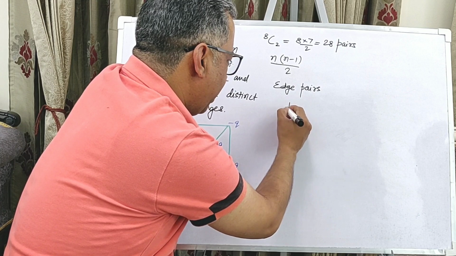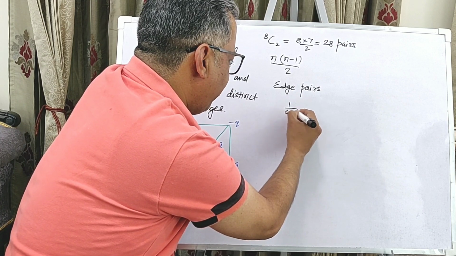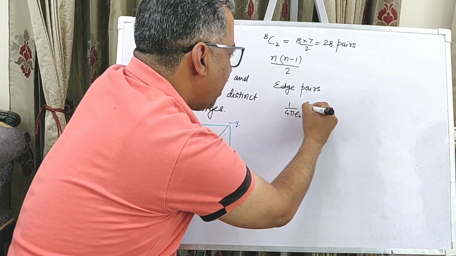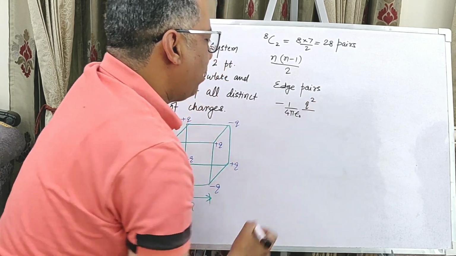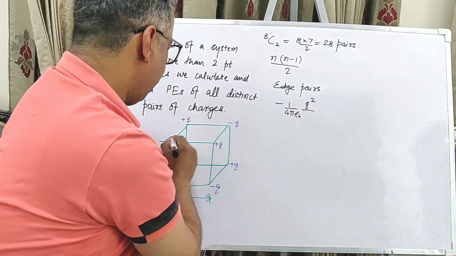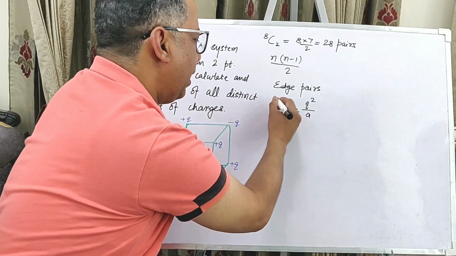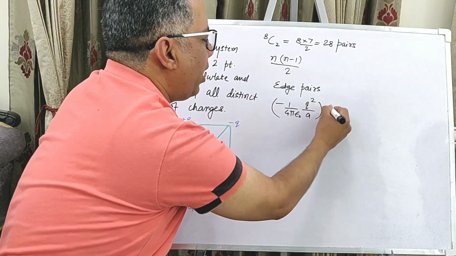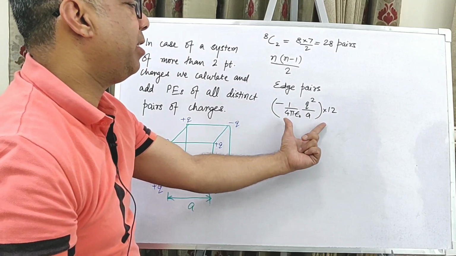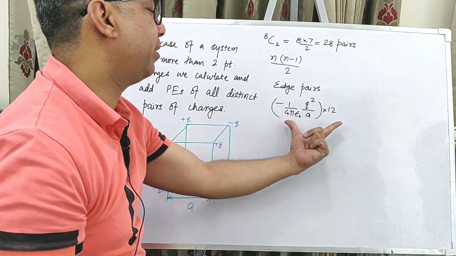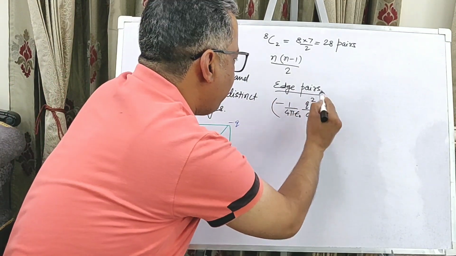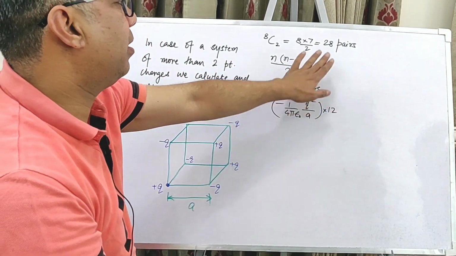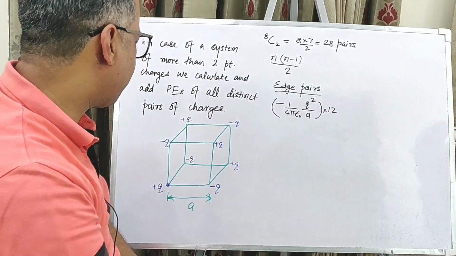For each edge pair, the potential energy will be 1 by 4 pi epsilon naught plus Q into minus Q, so it becomes minus Q square by the distance between them, that's A, and you have 12 such pairs. This is the potential energy for one pair. For 12 pairs, this is what we have. So we've accounted for the edge pairs. 12 of these 28 pairs have been accounted for.